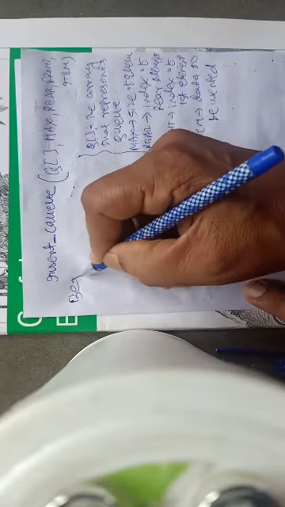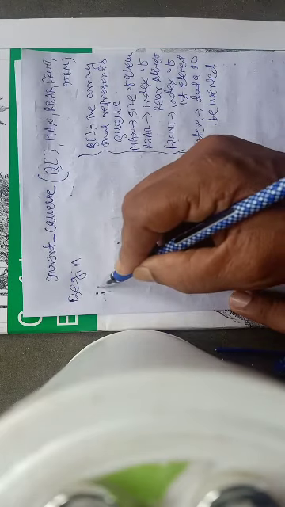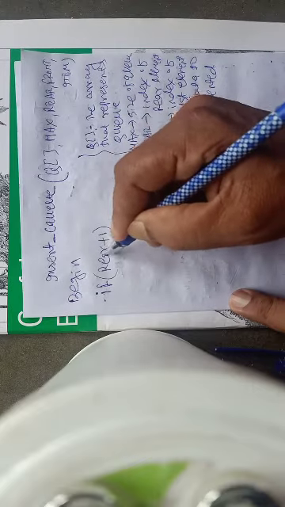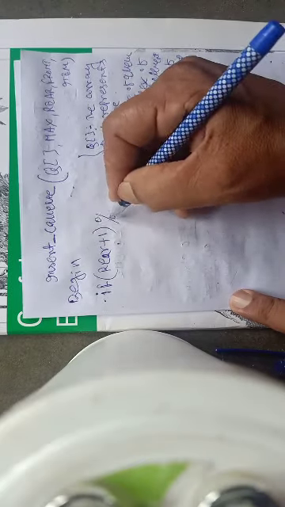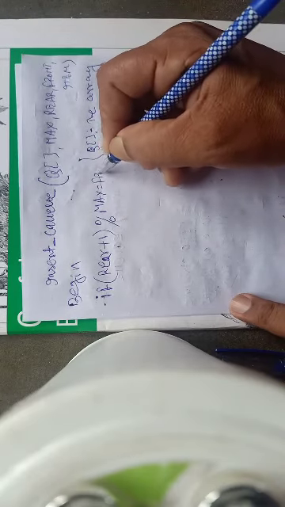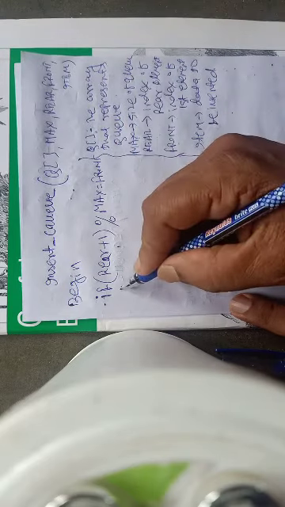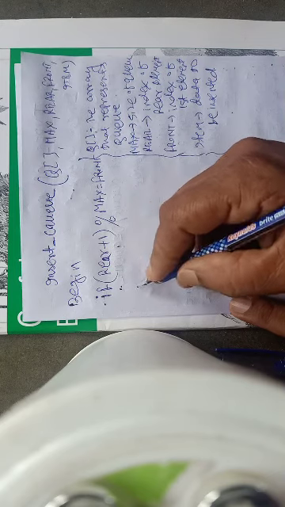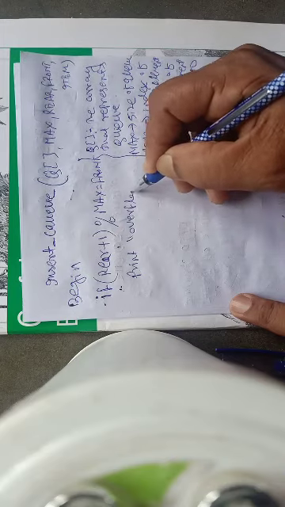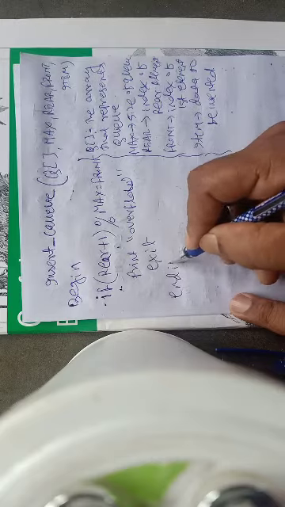So begin. This is the first step. First we need to check overflow. So my overflow condition is: if rear plus 1 modulus max is equal to front, then print overflow, then exit. Okay, so that is the end of the if structure.